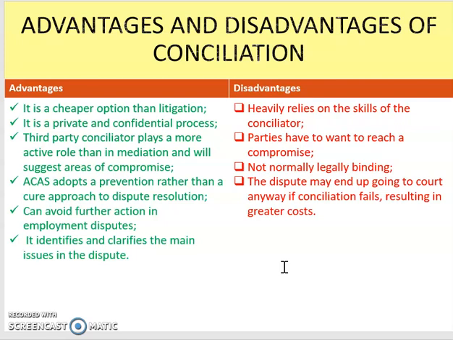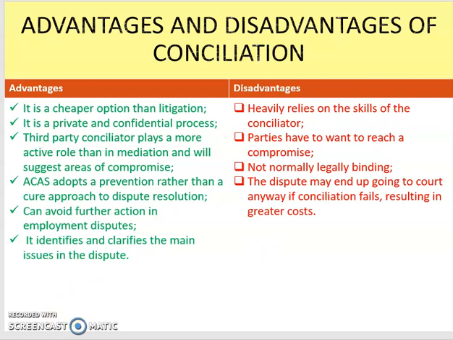Again, like with mediation, your parties have to want to reach a compromise. And again, it's not normally legally binding, which could mean that if you go through all of this process with ACAS, it might still fail and you could end up in court anyway.